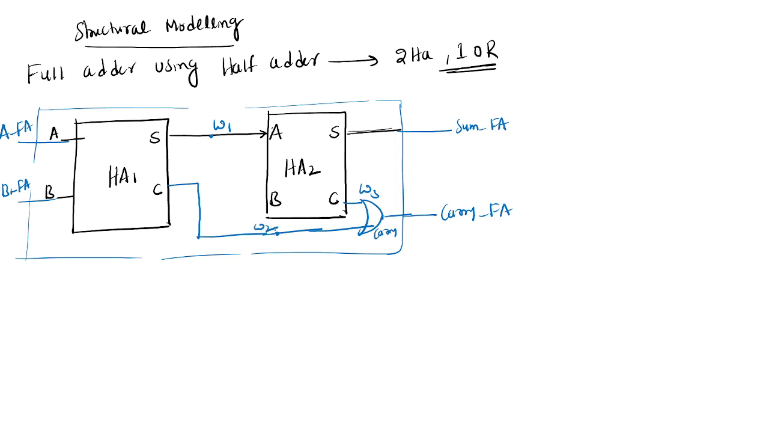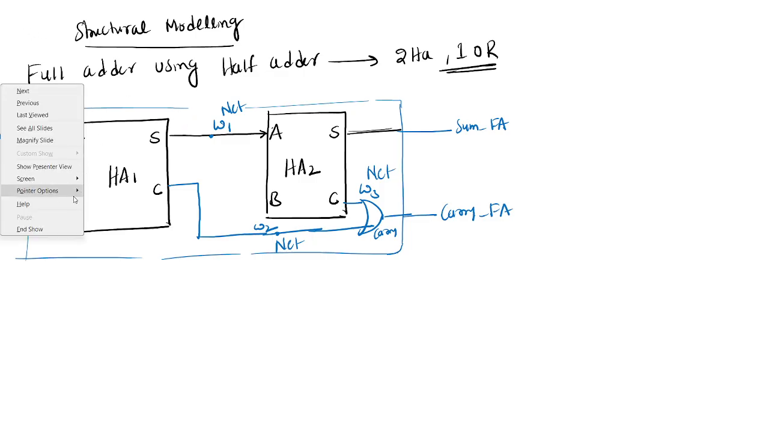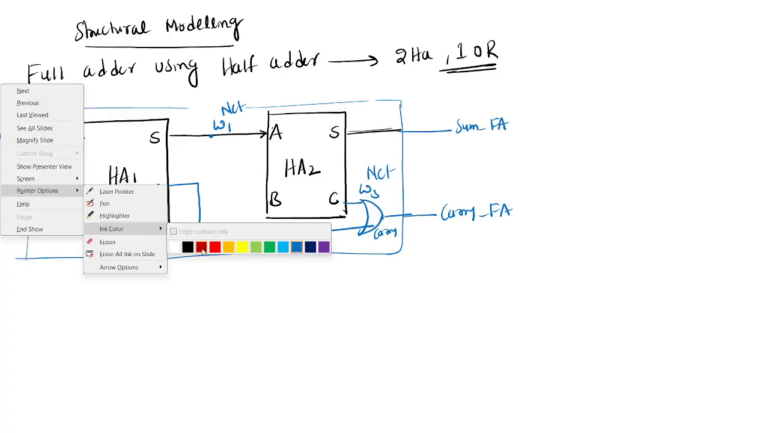This is W2, and this is also W3. Internal variables are nothing but you need to declare with the net data type. So first, you need to write the code for the half adder circuit.